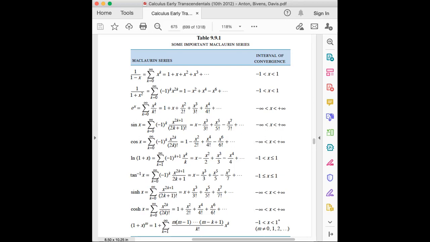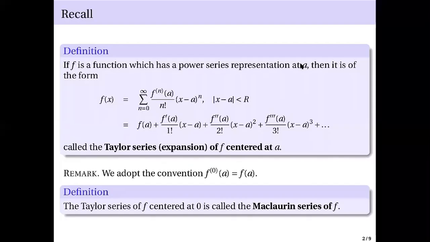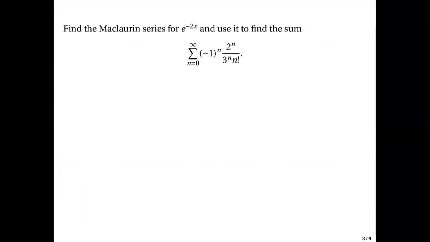So anyway, let's go back to our slides and let us work on some functions. For the first problem, find the Maclaurin series for e to the minus 2x and use it to find the sum of this series here. To do this, we recall the power series representation, or the Maclaurin series representation, of e to the x.